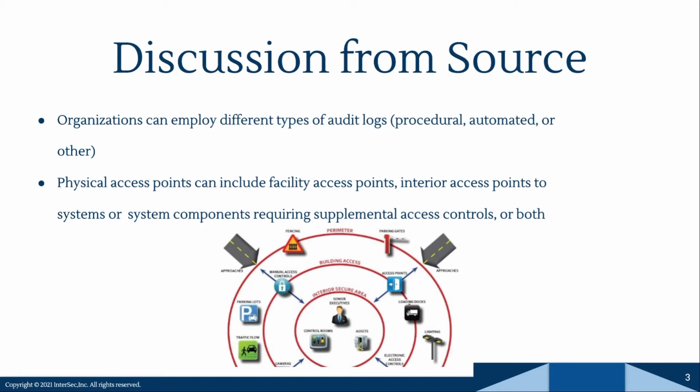Organizations can employ different types of audit logs. They could be procedural, they could be automated, or they could be a combination of both or something else. Physical access points can include facility access points, interior access points to systems, or system components requiring supplemental access, or both. Just know that implementing audit logs is a flexible process. Your organization can implement any type as long as they are doing so.